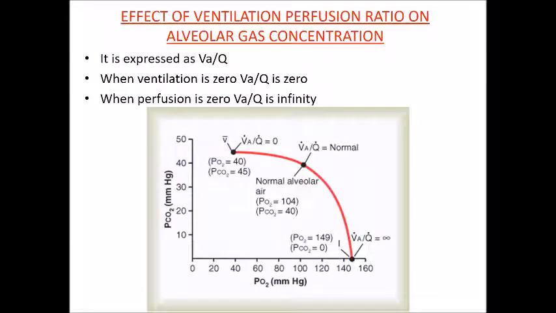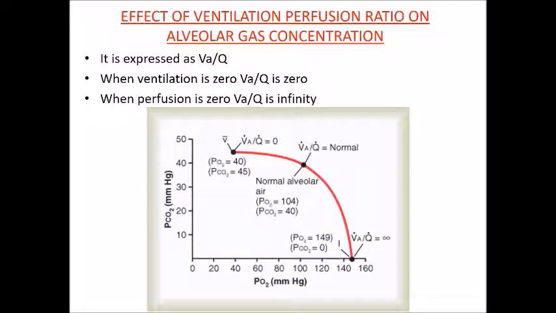Now let us start the discussion of a very important topic, ventilation perfusion ratio. First of all, what is ventilation? Ventilation means the amount of new air entering into alveoli, and perfusion is the amount of blood entering into pulmonary capillary. So proper ventilation and proper perfusion is a must for exchange of carbon dioxide and oxygen. So we are using a ratio, the ventilation perfusion ratio.